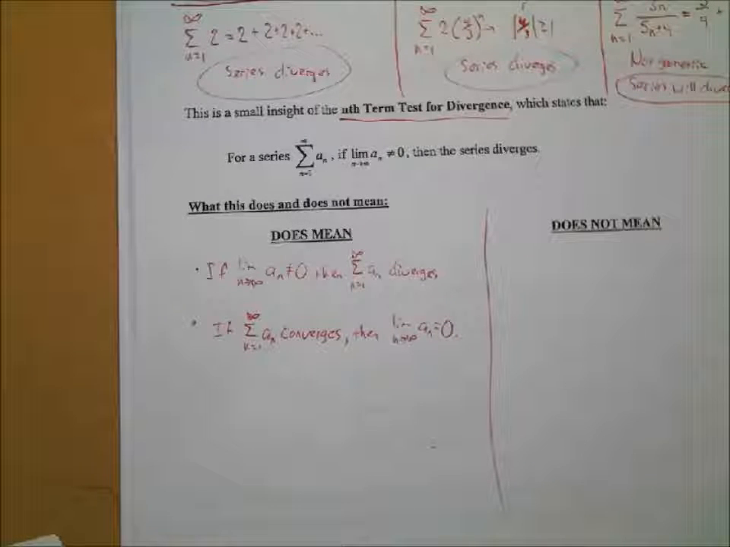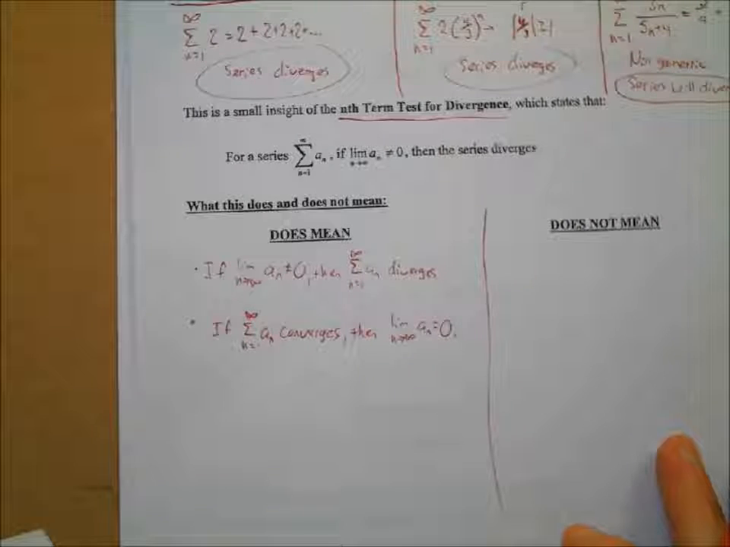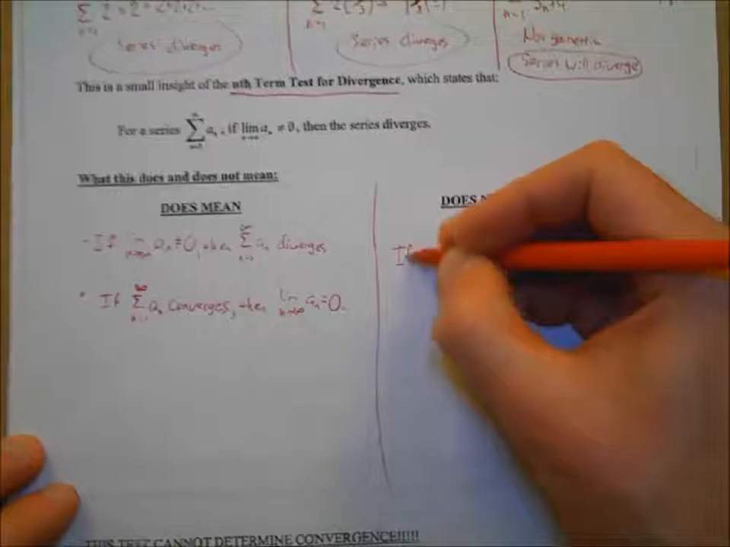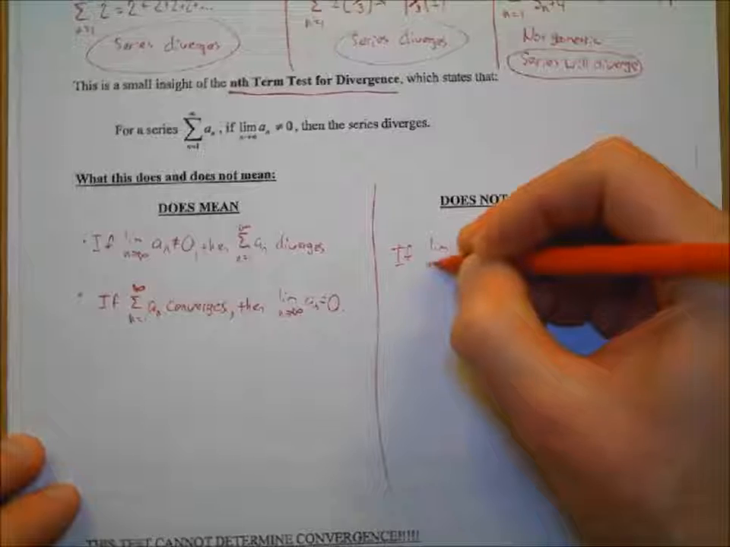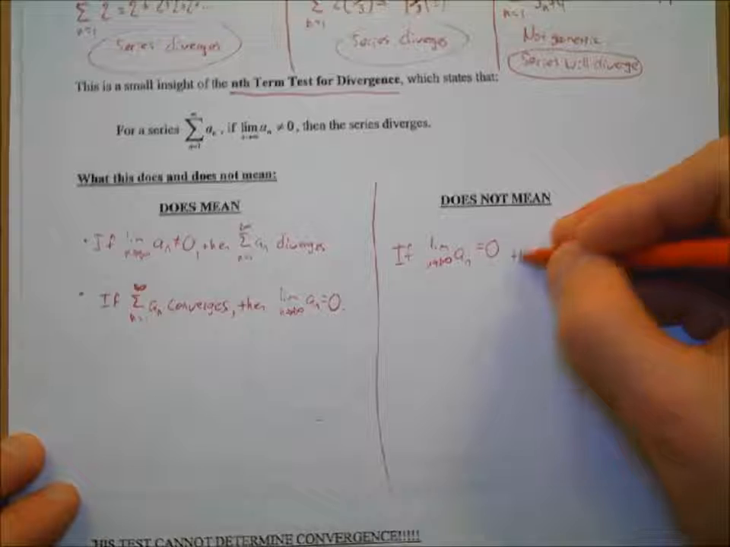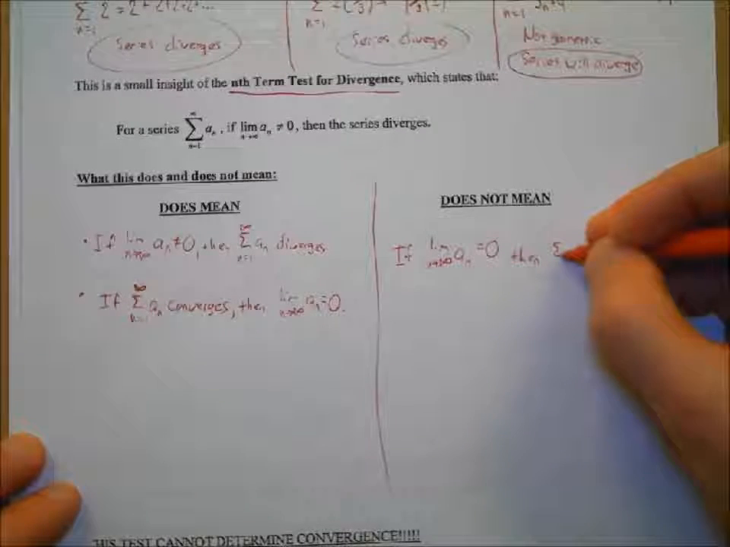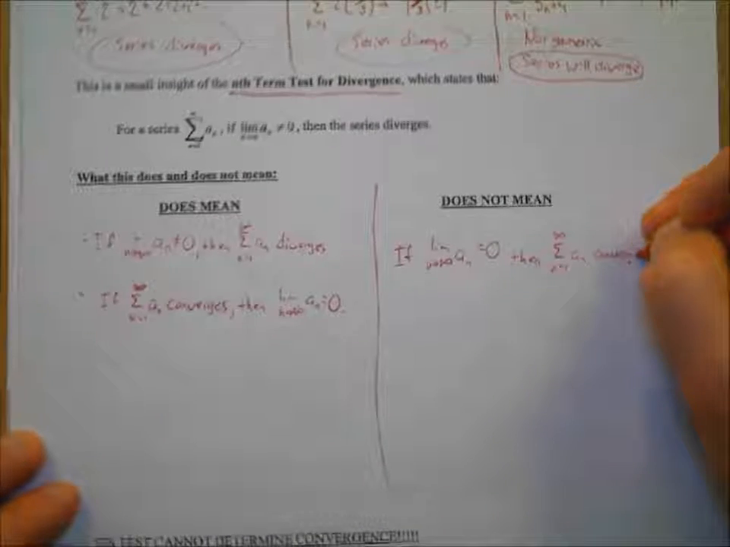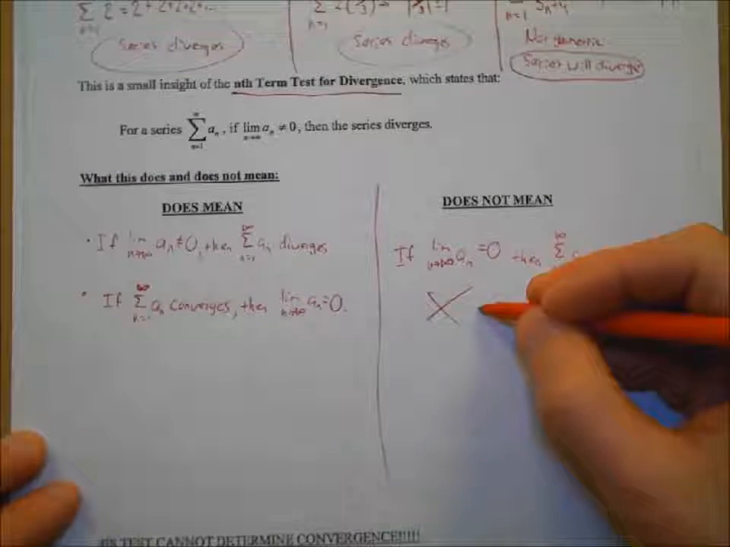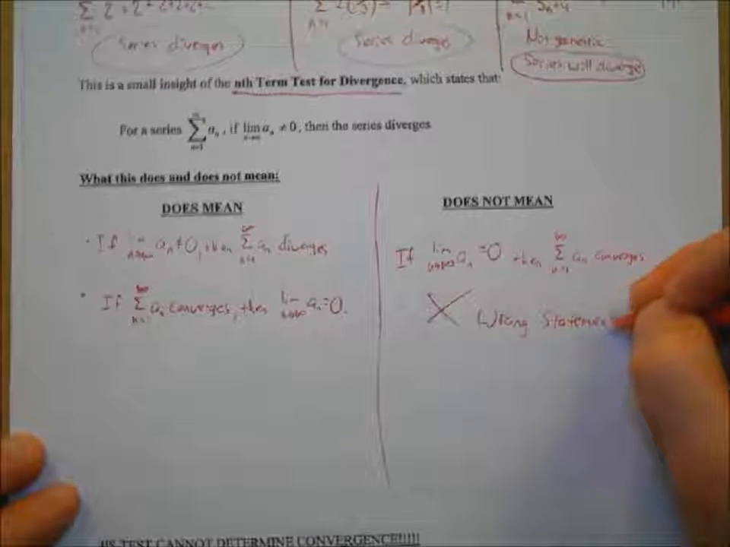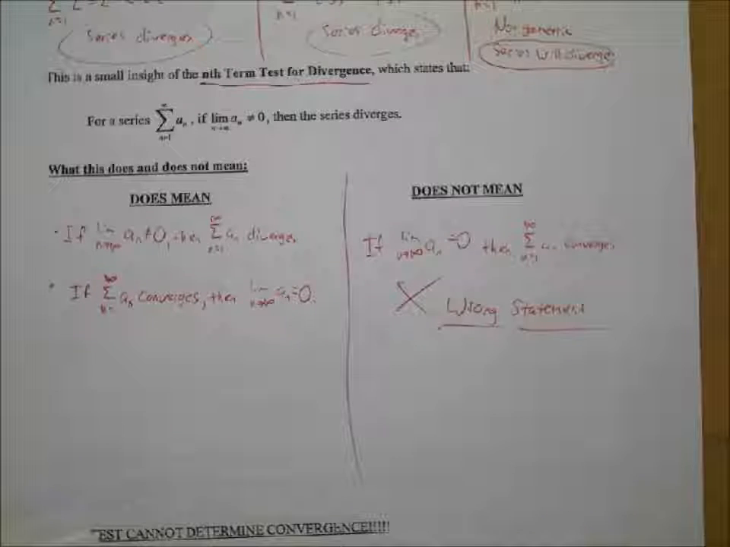Okay? What we don't know, what it does not mean, is that if the limit as n approaches infinity of a sub n is equal to 0, then the sum from n equals 1 to infinity of a sub n converges. This is a wrong or a false statement. It's not necessarily true.